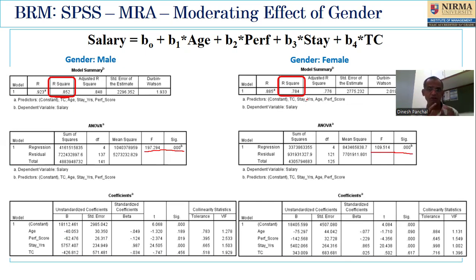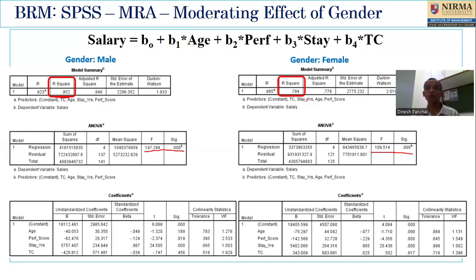You have to check whether the difference of R-square value is less than 0.13. If so, we say there is a low moderating effect. If the difference is between 0.13 and 0.26, we say it's a medium moderating effect. And if the difference between these two is more than 0.26, we say it's a very high moderating effect. So in this case, it's a very low moderating effect, but a moderating effect is there.